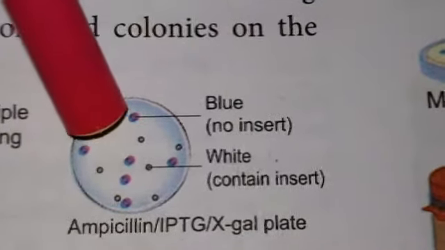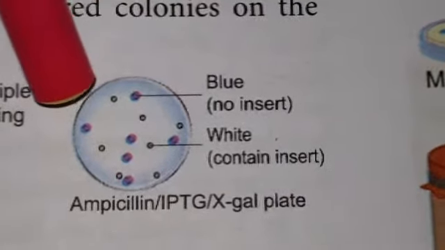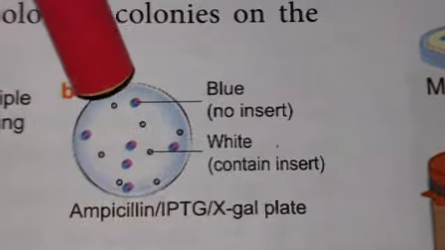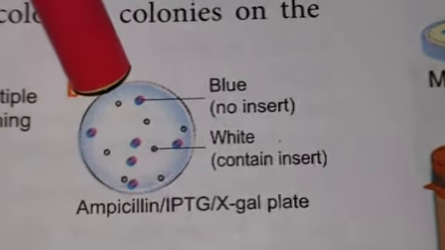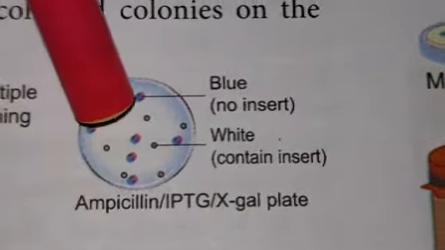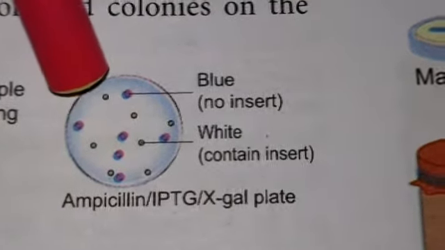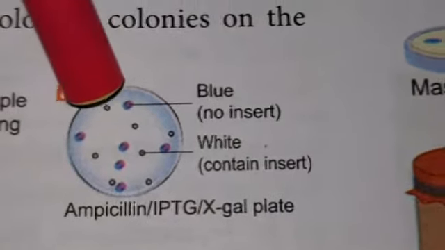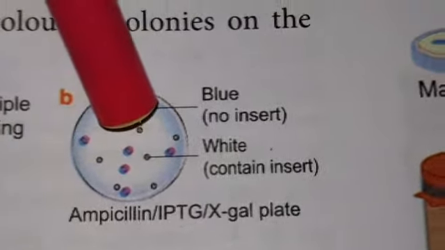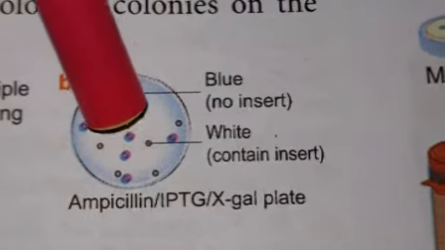Whereas if the cell is non-recombinant, it causes blue colored colonies. The non-recombinants show blue colonies. They do not have the gene of interest. By using the color, white means it has the gene of interest, and blue means it is a non-recombinant. So by using this blue and white colony method, the suitable recombinant can be selected.